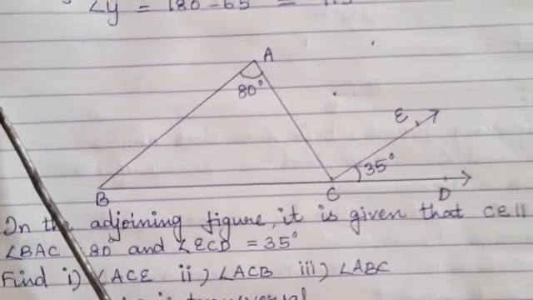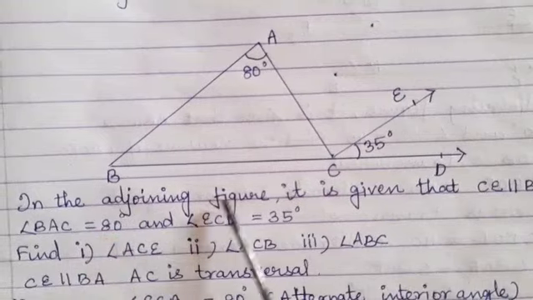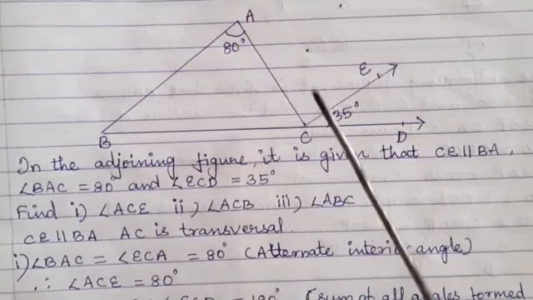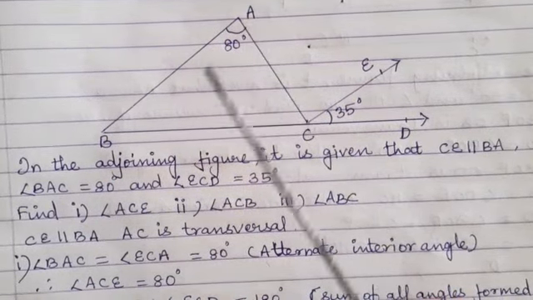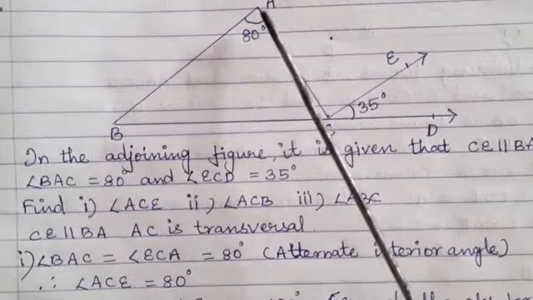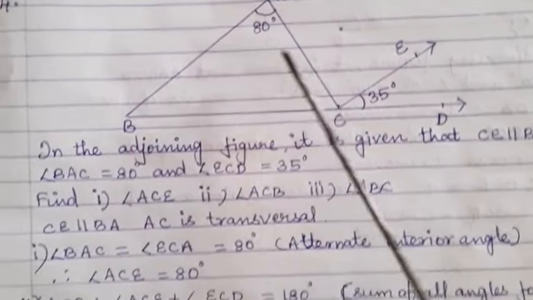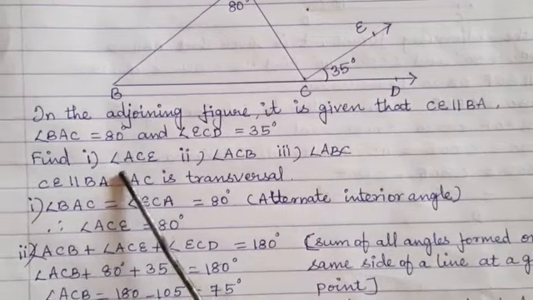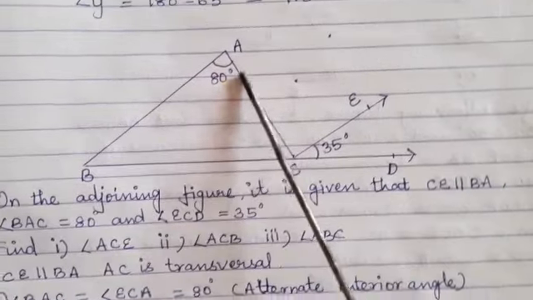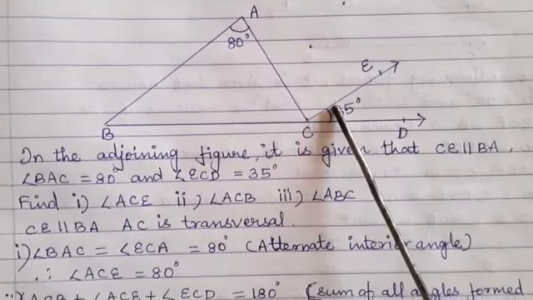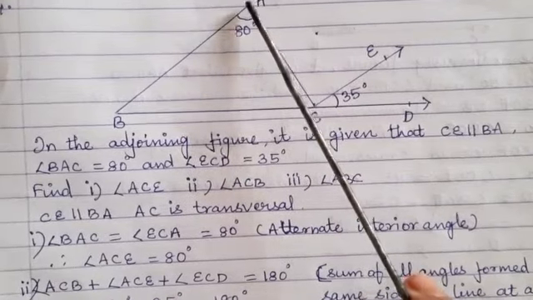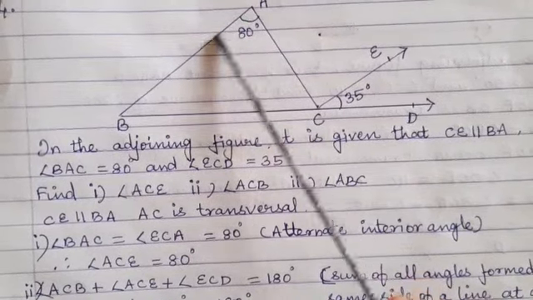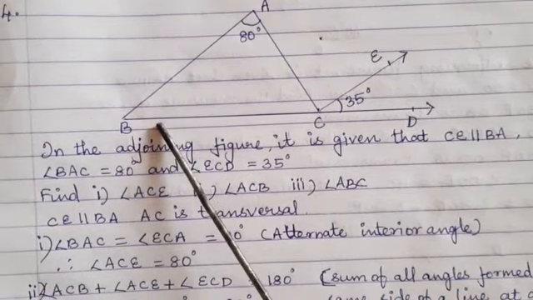Question number 4. See the figure here. In the adjoining figure, it is given that CE is parallel to BA, and angle BAC, this angle, is 80 degrees. Angle ECD, this angle, is 35 degrees. Now you have to find out angle ACE, this angle. Then angle ACB, that means this angle you have to find out. Then ABC, that means angle B you have to find out.